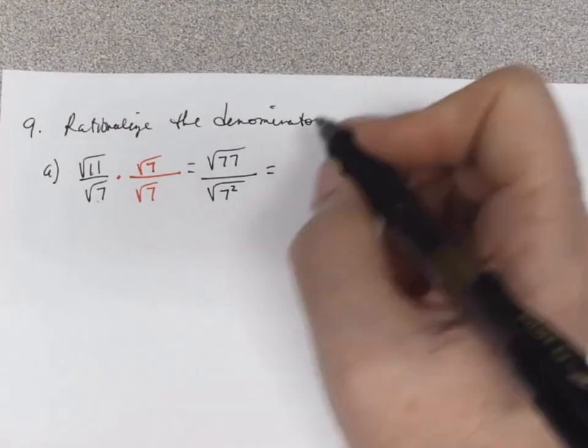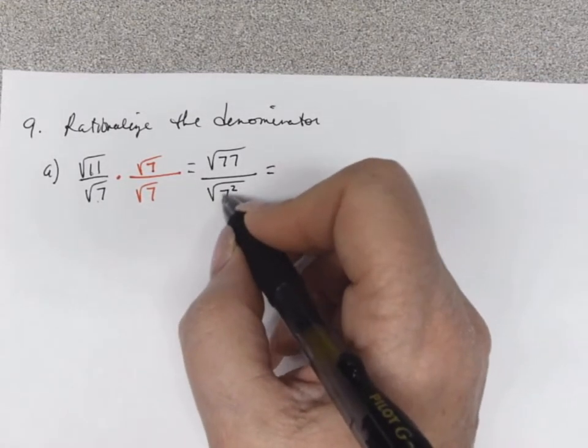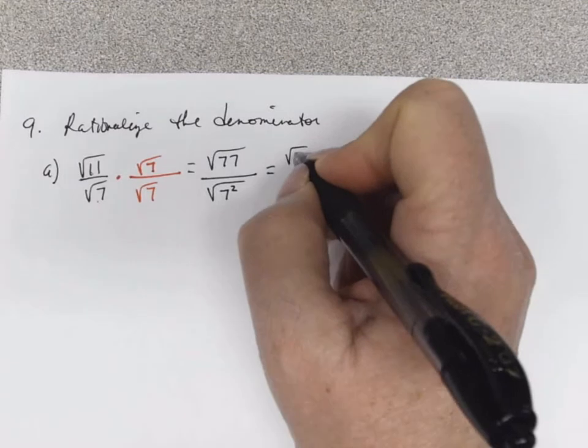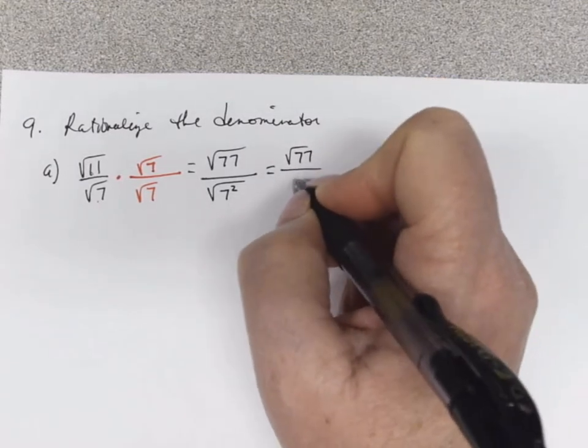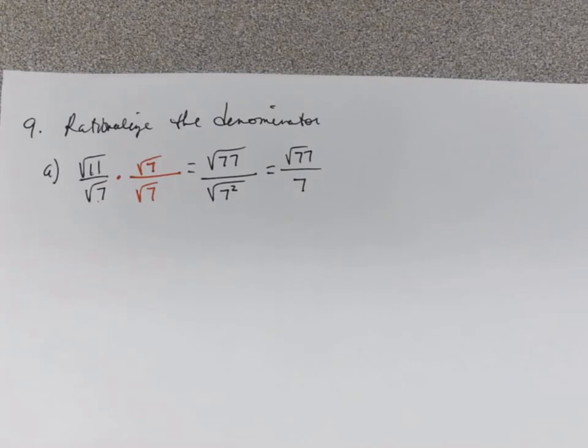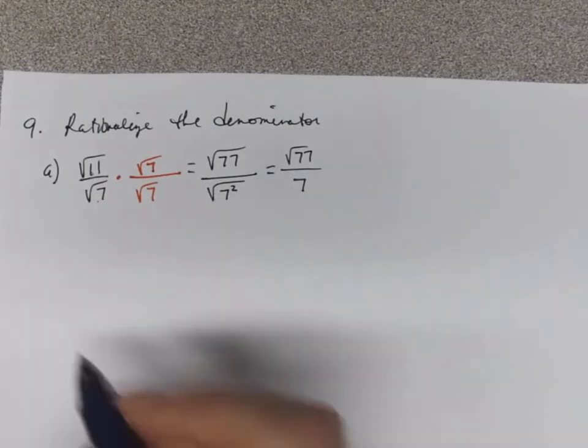So now I can take the square root of something that is a perfect square, in this case 7 squared or 49. So I have the square root of 77 divided by 7. So now we don't have a radical in the denominator anymore. All right, let's look at part B.